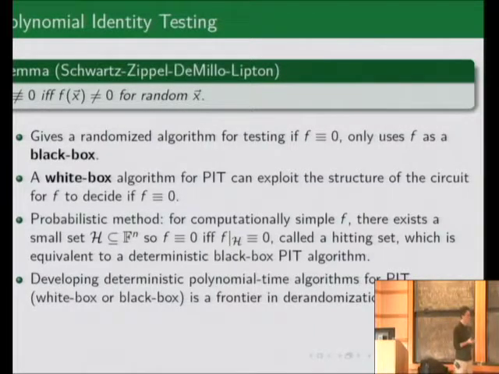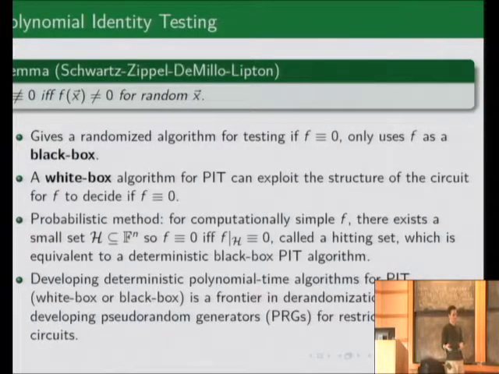There are various reasons for being interested in this, and one is that this is the frontier of derandomization. It's related to, in the Boolean world, constructing pseudorandom generators for restricted circuit classes like constant depth circuits. So if you're interested in pseudorandomness, for some reason this is important.